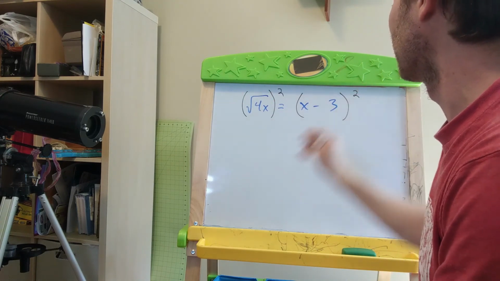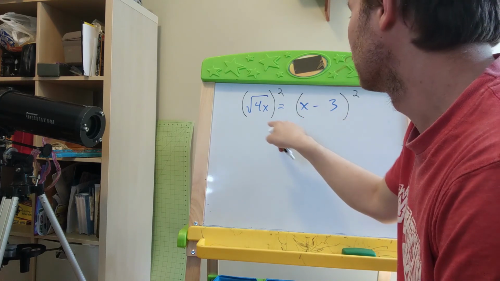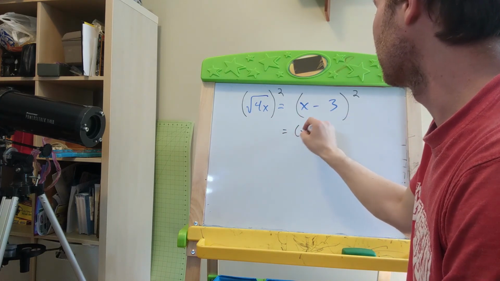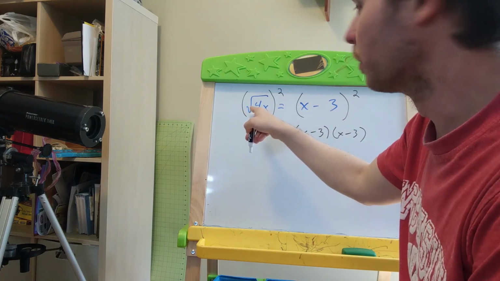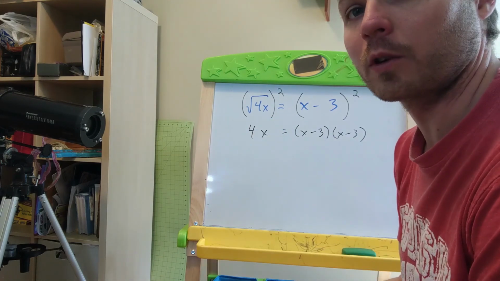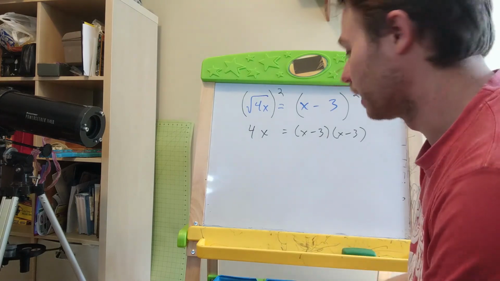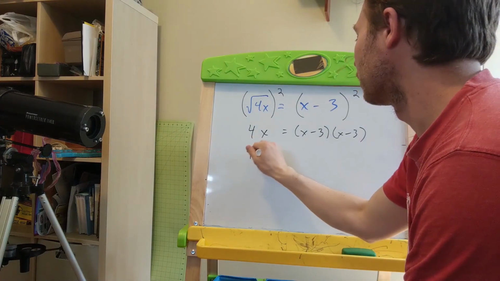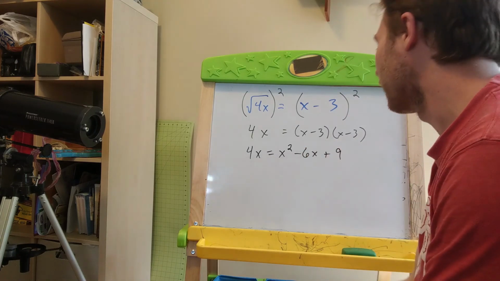What I have to do is be very careful on the right-hand side. This is not x squared minus 3 squared. This is actually going to be x minus 3 times x minus 3. So I've got the square root of 4x. When I square that, the square root goes away, so I just end up with 4x. So that's no problem. But on the right-hand side, I have to actually multiply this out. So this is going to be x squared minus 6x plus 9.